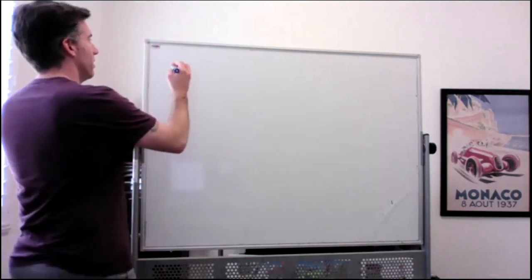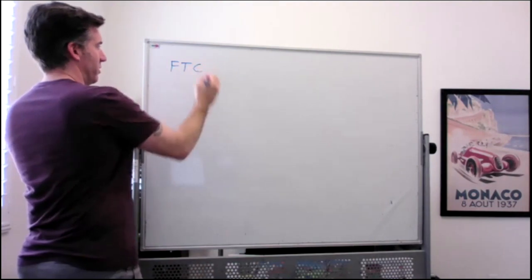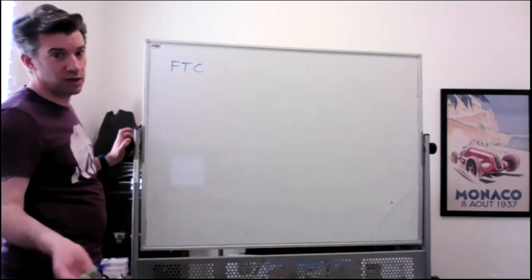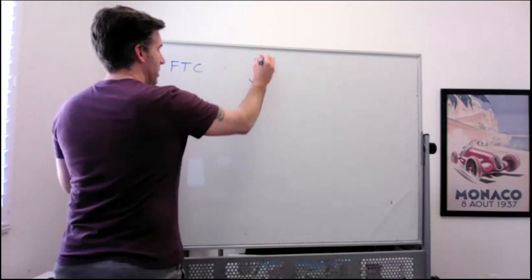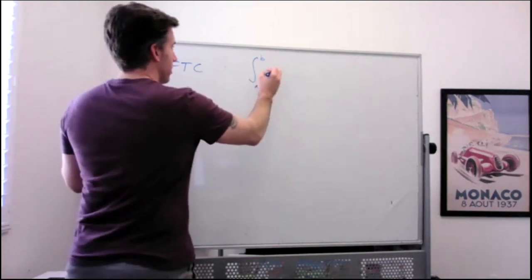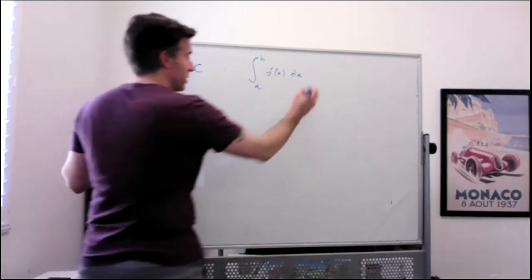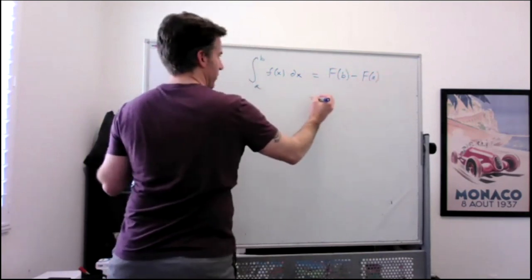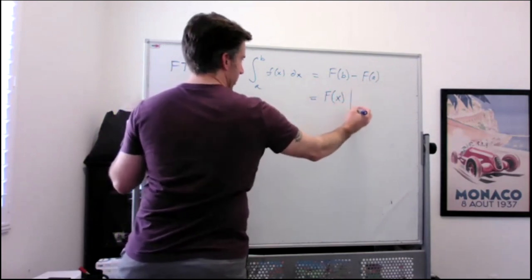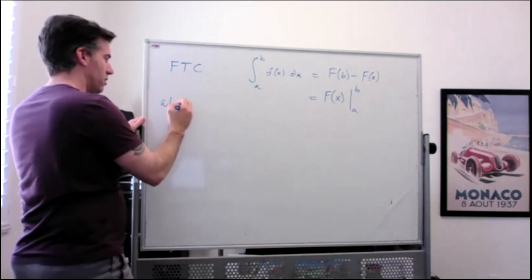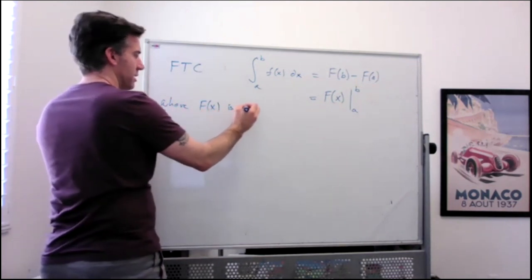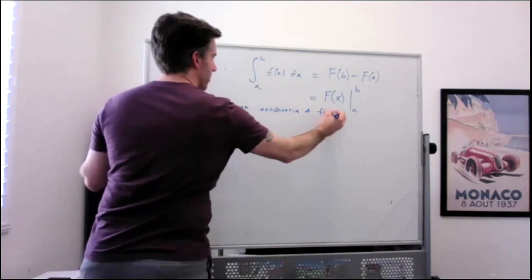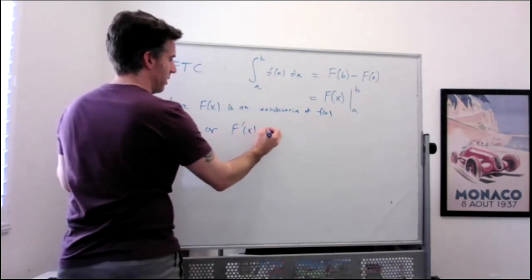So that leads us to part of the fundamental theorem of calculus, or the FTC. There are actually two parts, but part of it says that the definite integral from a to b of f of x with respect to x is equal to capital F of b minus capital F of a, or as I usually prefer to write it, capital F of x evaluated between a and b, where capital F of x is an antiderivative of little f of x. Or you can also just say that.